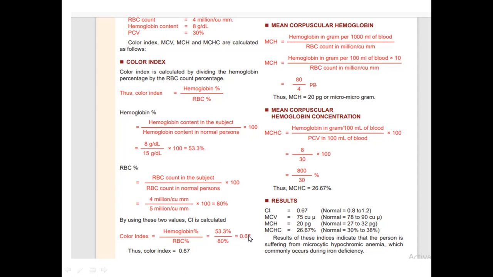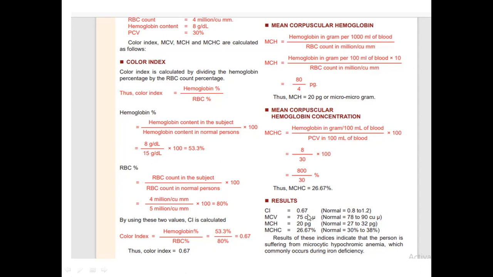But what is the normal color index from the previous slide? We said the normal color index is 0.8 to 1.2, but our patient had 0.67. Why is his color index low? Because his hemoglobin is low. He has 8 hemoglobin instead of 15. And his red blood cell count is also low. He has 4 million red blood cells instead of 5 million. So that is why the color index is lower than the normal amount.